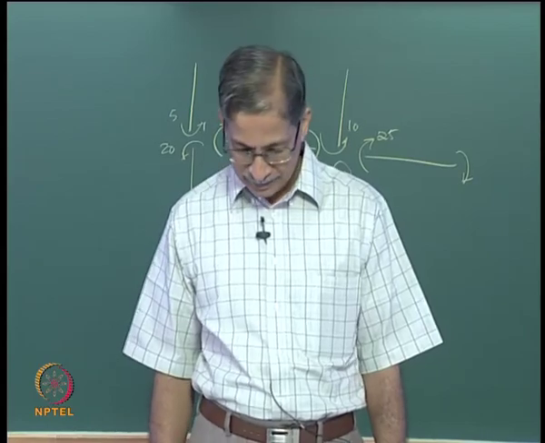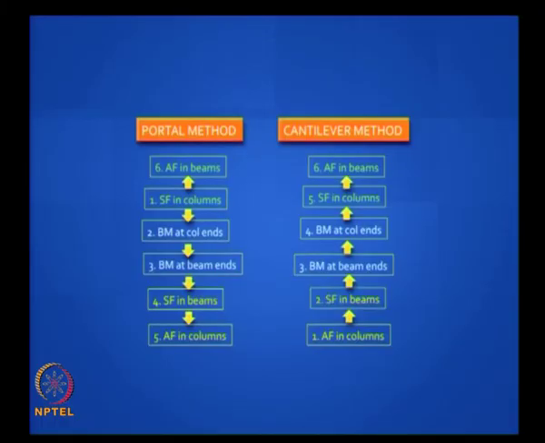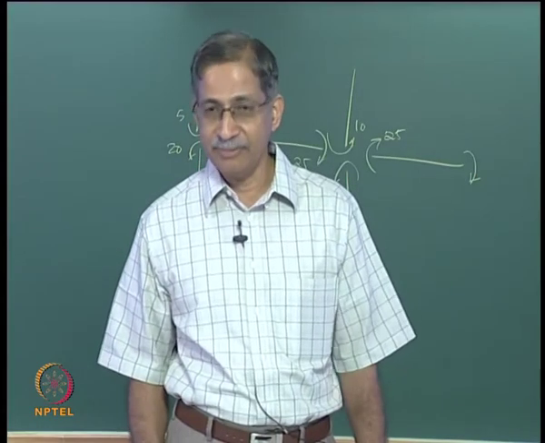So in summary, the portal method begins with bending moment at the column ends and ends with the axial force in the columns and axial force in the beams. The cantilever method begins with axial force in the columns and ends with shear force in columns and axial force in the beams. Is it clear? Broadly this is the difference.